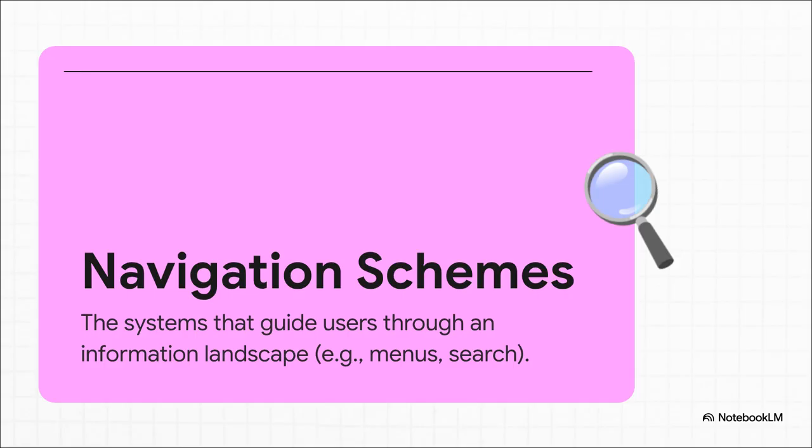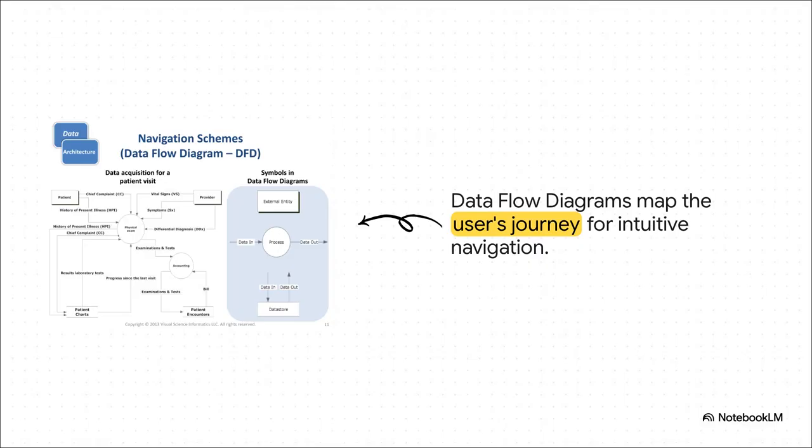These are the menus, the sitemaps, the search bars, all the tools that act as the pathways and road signs that guide us through the information. And to design really great navigation, you have to map out the user's journey. Designers use tools just like this data flow diagram to visualize every single step a person might take, anticipating what you'll need next to make the whole experience feel completely effortless.